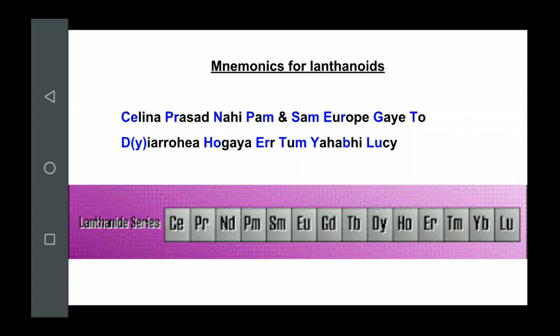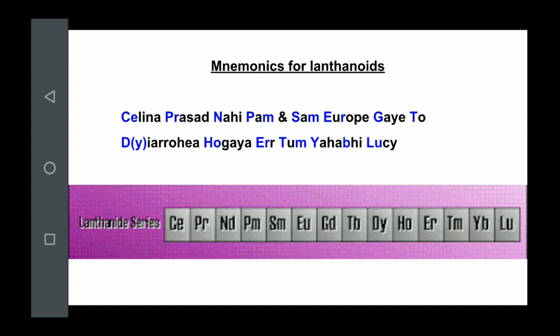गए से आप लेंगे G and you will add small d, GD, to represent gadolinium. 2 से आएगा आपका T और साथ में आप लगाएंगे small b to represent the element terbium 65. उसके बाद आ रहा है डायरिया. डायरिया में you will add Y, dy for representing the element dysprosium. हो गया का होलियम HO, अर के लिए ER for erbium. तुम से you will take TM for making thulium. यहाँ भी से you will take YB for mentioning ytterbium, and in the end we have Lucy, where you will take LU and it will be called lutetium.